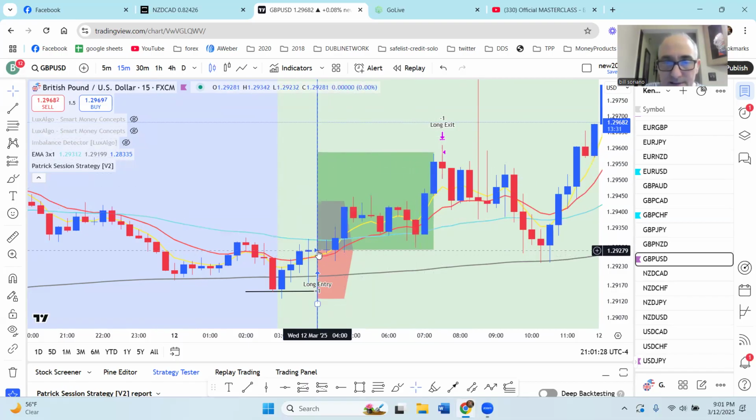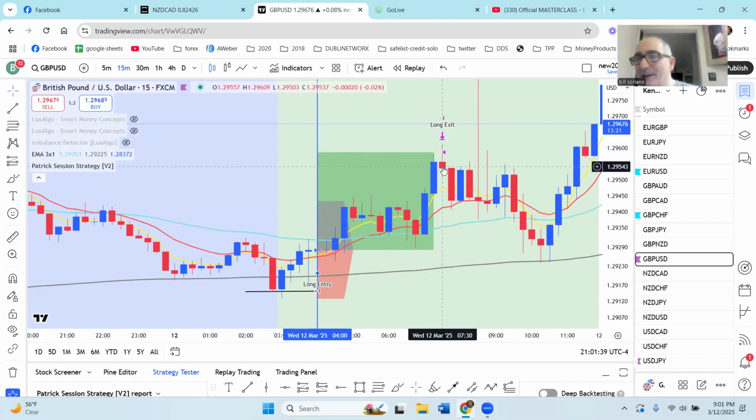So if you decide to take this trade, you would get in essentially at 4 a.m. this morning. That's during the London session. And you would get out of the trade at 7:30 a.m. during the New York session. So like I said, it's usually pretty quickly. You're usually in and out of trades the same day, but sometimes trades carry over into the next day.